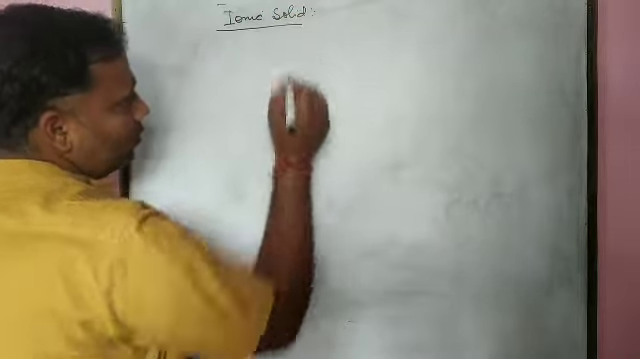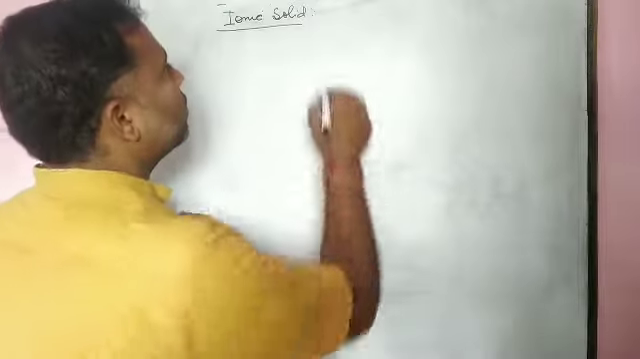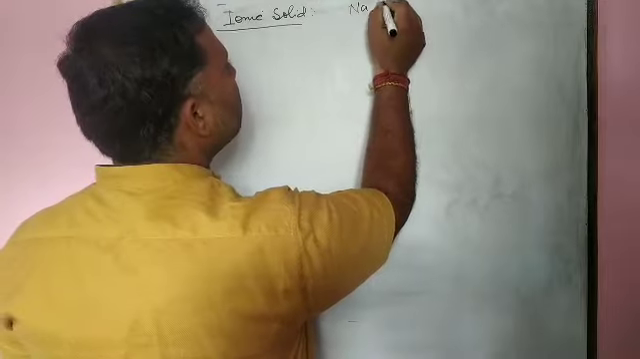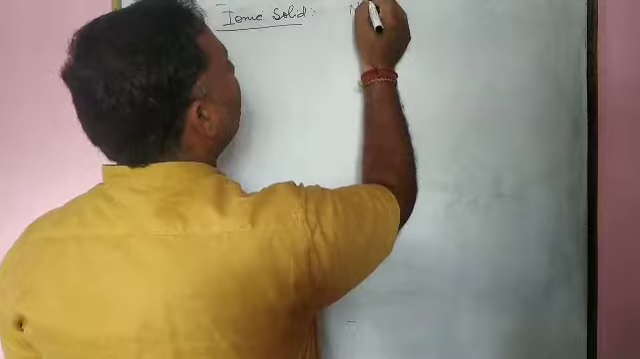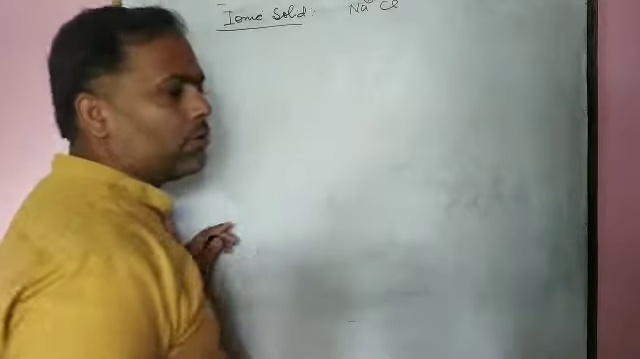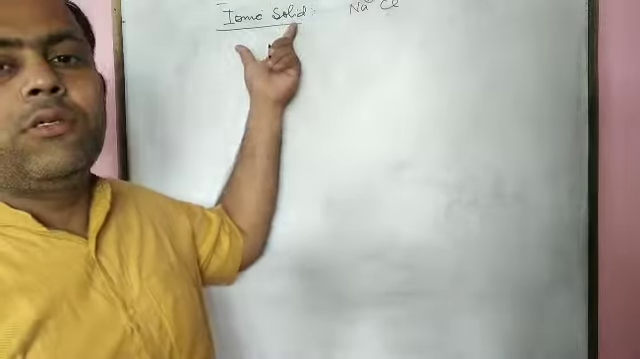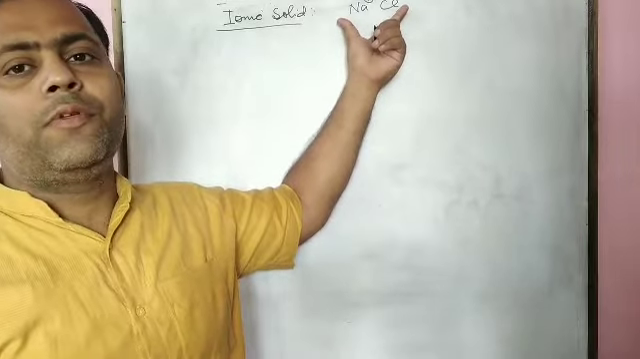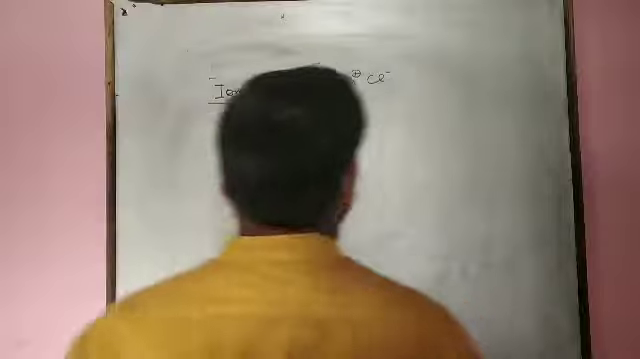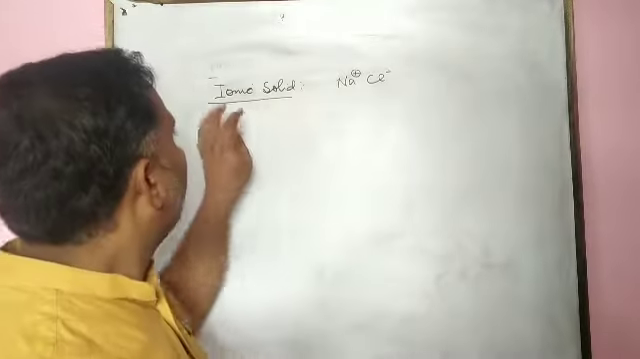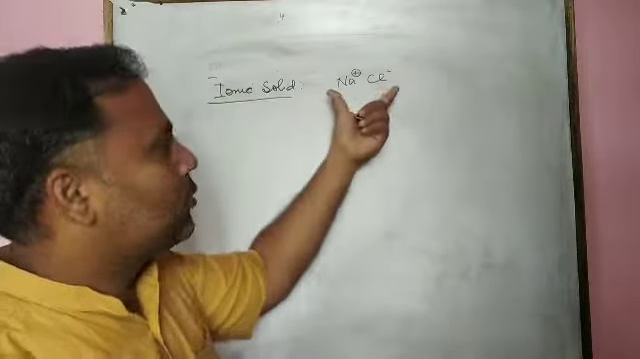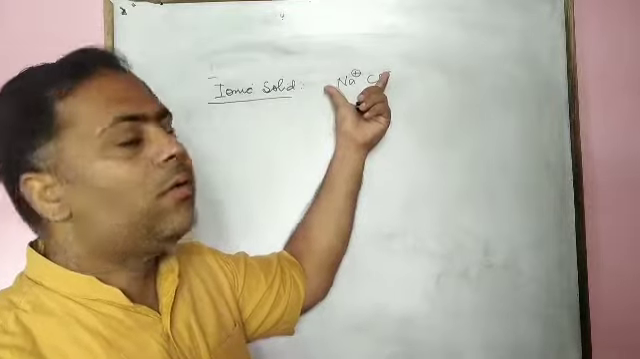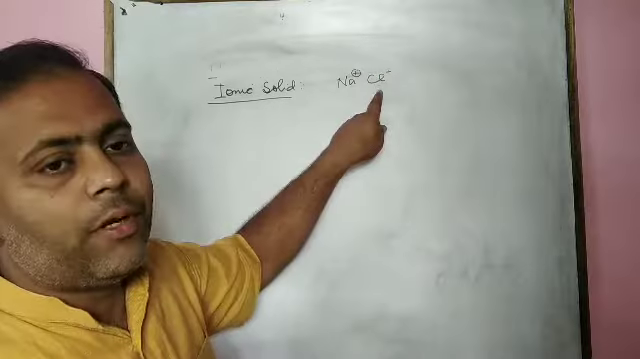We have an example such as sodium chloride, NaCl, Na plus Cl minus. This solid constitutes of ions which are joined together by the means of a strong electrostatic force. Clear? It means the ionic solid constitutes of ions which are formed by the loss and gain of electrons.